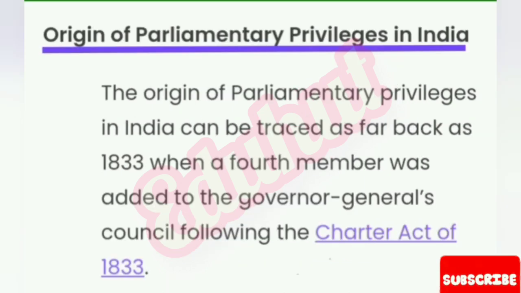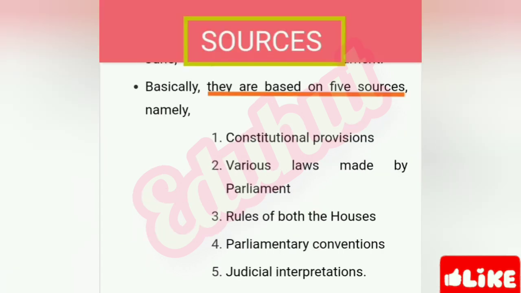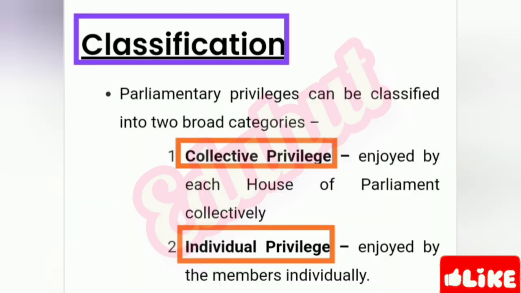Origin of the parliamentary privileges in India. The origin of the parliamentary privileges in India can be traced as far back as 1833, when a fourth member was added to the Governor General's Council following the Charter Act of 1833. Sources. Basically, they are based on five sources, namely constitutional provisions, various laws made by the Parliament, rules of both the houses, parliamentary conventions, and judicial interpretations.